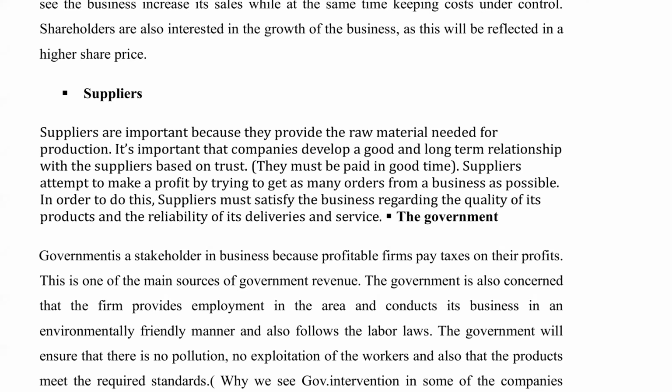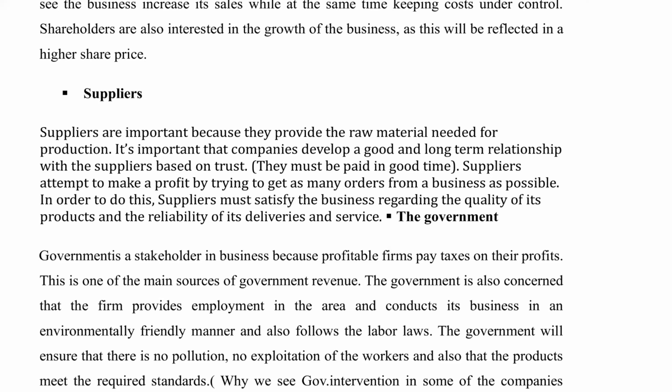The government. The government is also a stakeholder in business because profitable firms pay taxes to the government on their profit. So the government is very much interested in what we are doing as an organization. As long as you make profit, the government will be interested. They will come in with their labor laws as well, to check and ensure that you're abiding by the laws that are set. That is very important.